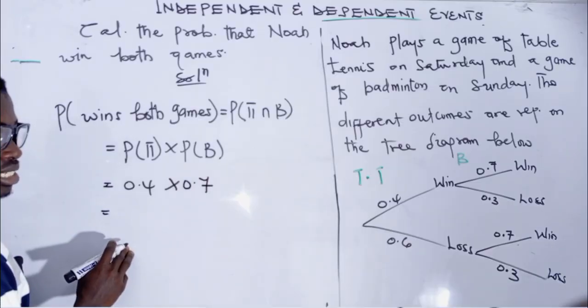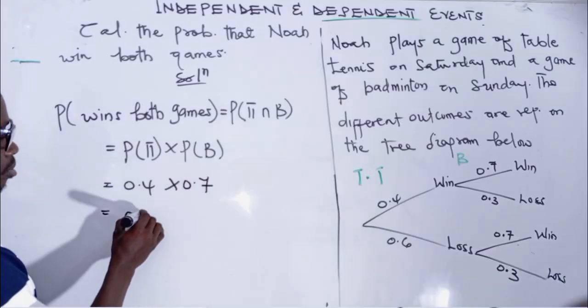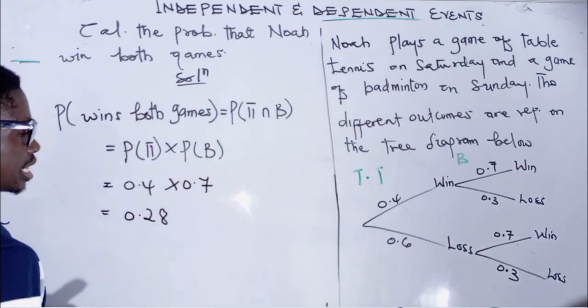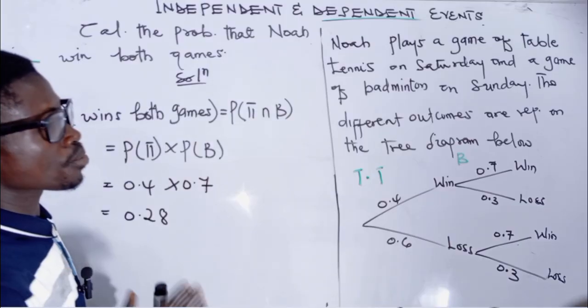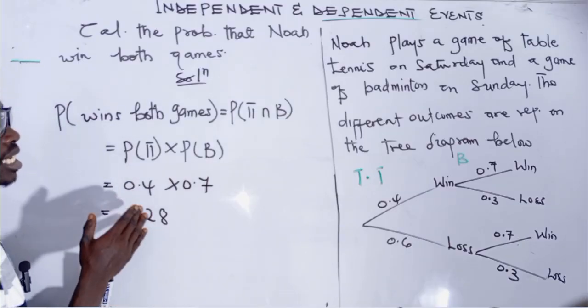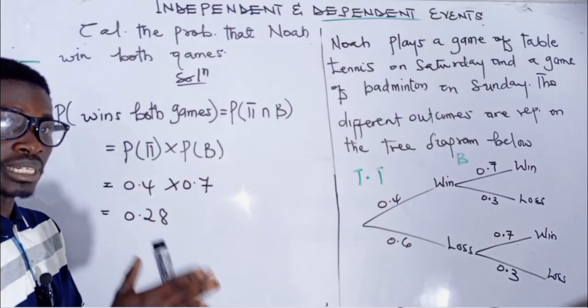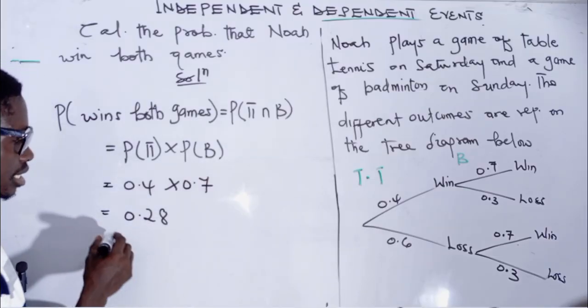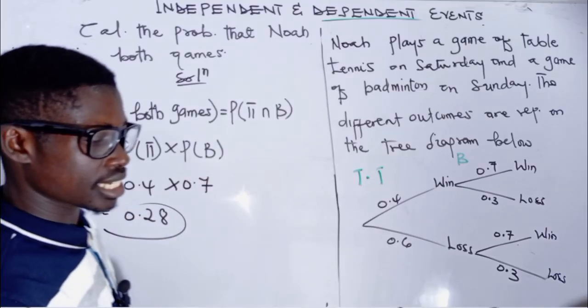So when you do your multiplication, you are going to get 0.28. So the probability that Noah wins both games, that's the probability that he wins table tennis and badminton, is 0.28. Very, very easy and as easy as that.